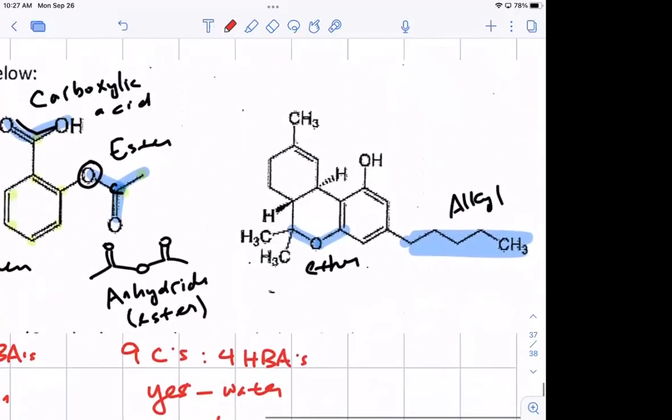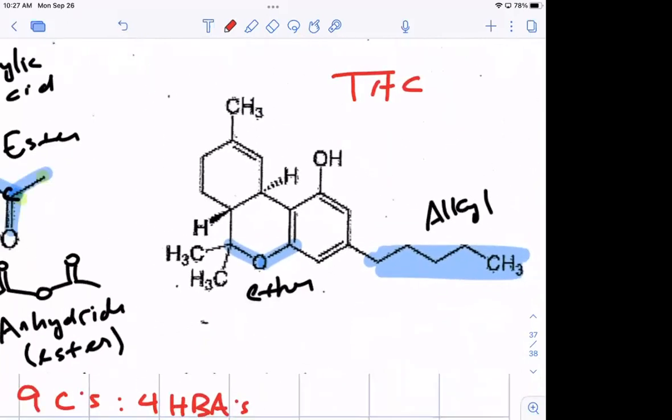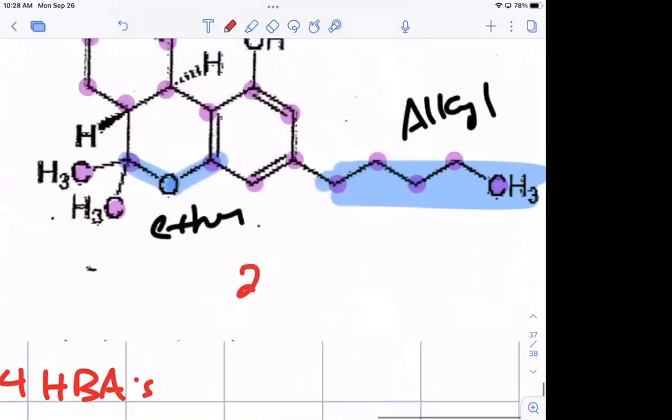This is THC. We talked about this before. Let's count the carbons up. 1, 2, 3, 4, 5, 6, 7, 8, 9, 10, 11, 12, 13, 14, 15, 16, 17, 18, 19, 20, 21 carbons. Is that right? Did I miss anything? So we got 21 carbons.